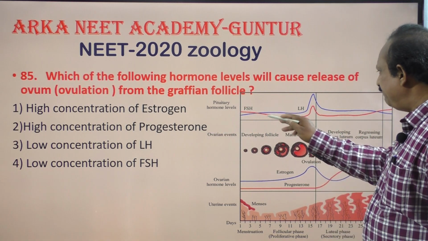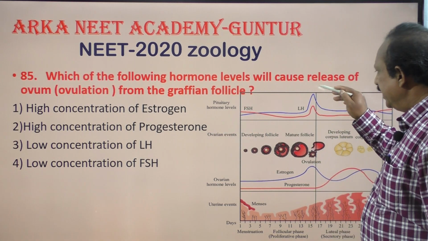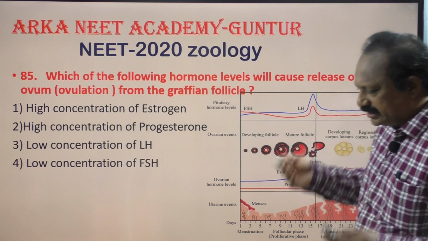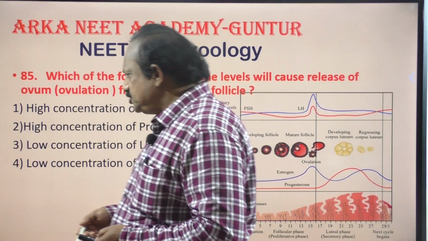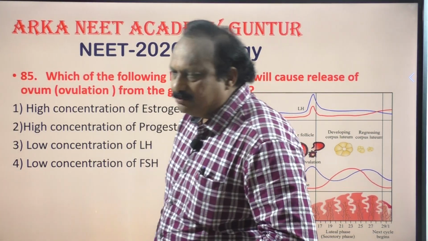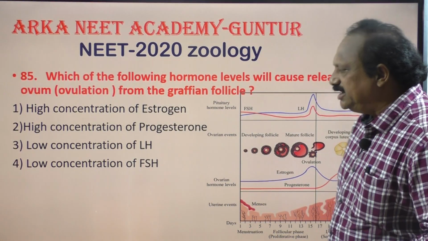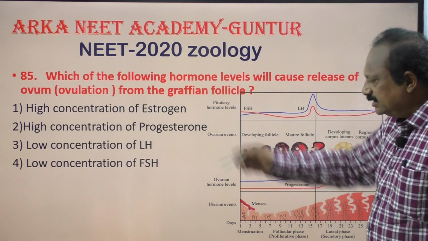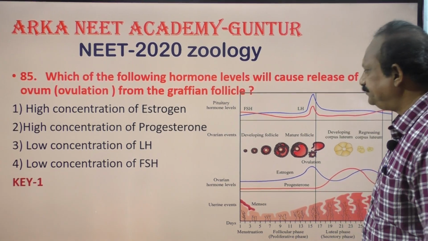Low concentration of FSH, this is also wrong. So LH, FSH and estrogens are at a high level during the ovulation. The ovulation is brought about by the high level of these 3 types of hormones. Here the first option is the correct answer.